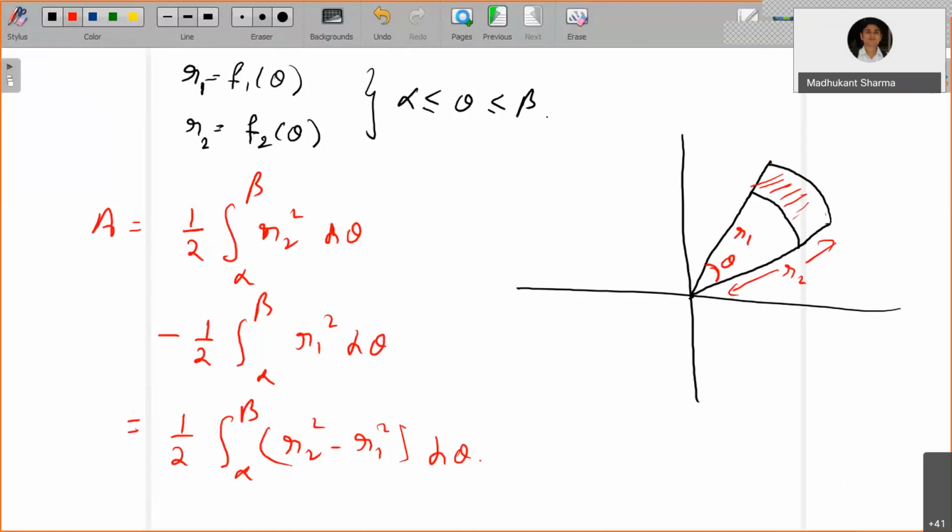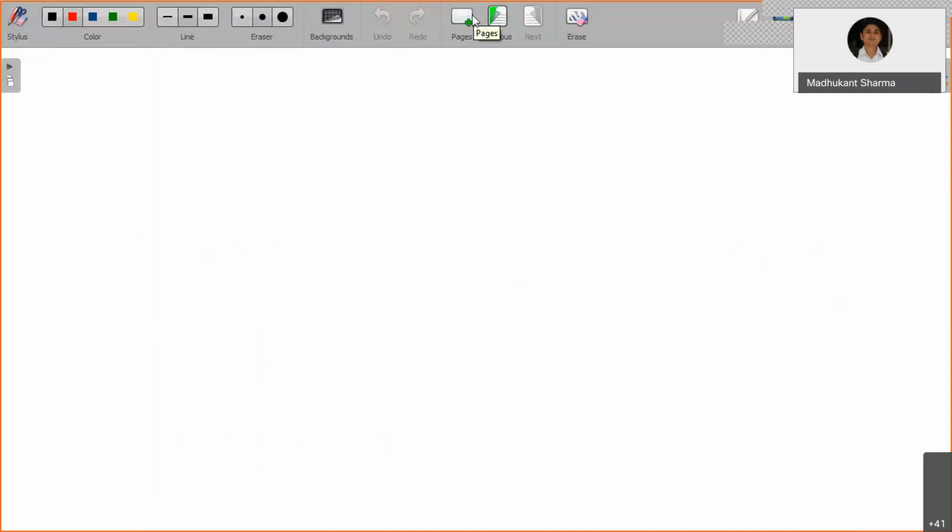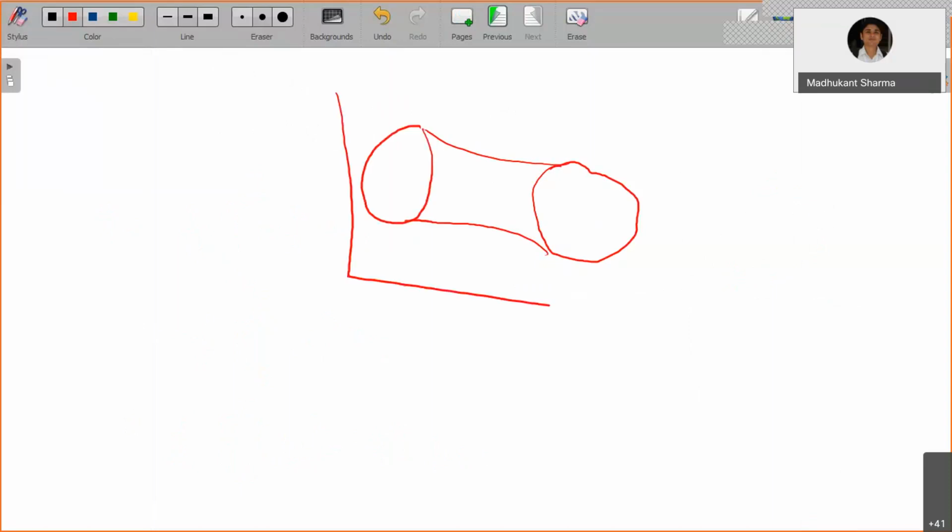Now, another application of integration is to find the volume of a solid. Suppose you have a solid, with axes x, y, z. How will you identify the volume of this solid? By using the Riemann integral or approximation.